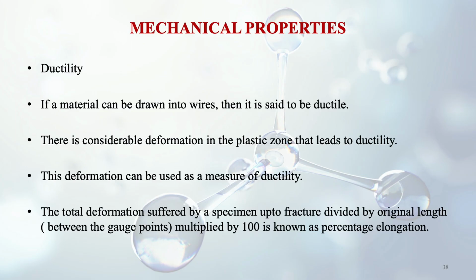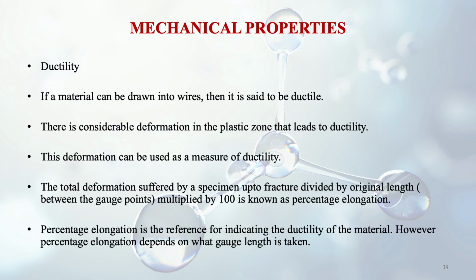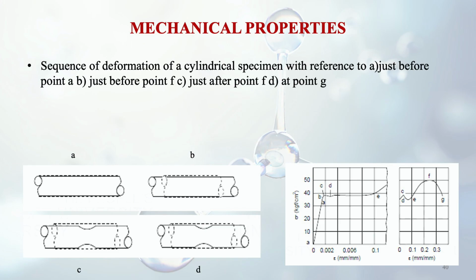So the total deformation suffered by a specimen up to fracture divided by the original length, that means the length between the gauge points. As discussed earlier, the gauge length was the distance between two points marked on the specimen. If this is multiplied by 100, it is known as the percentage elongation. Percentage elongation is the reference for indicating the ductility of the material. However, percentage elongation depends on what gauge length is taken. Here again, how necking takes place is given in this figure.